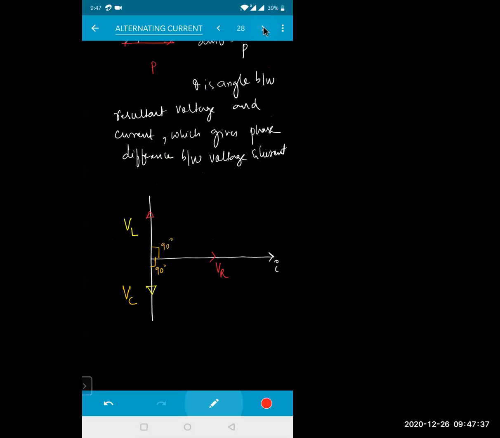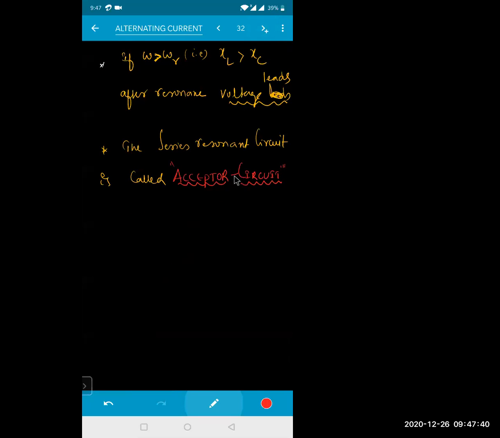Let me do 2 problems with you, and after that you can practice some. See this question. In an LR circuit, a sinusoidal voltage V is equal to V naught sin omega t is applied in an LR series circuit.